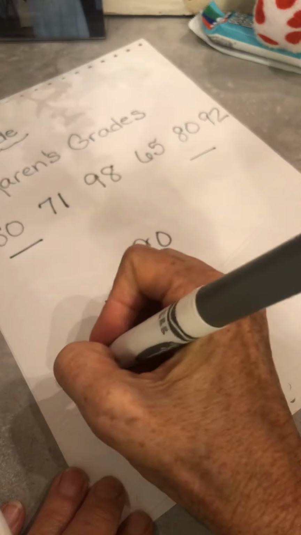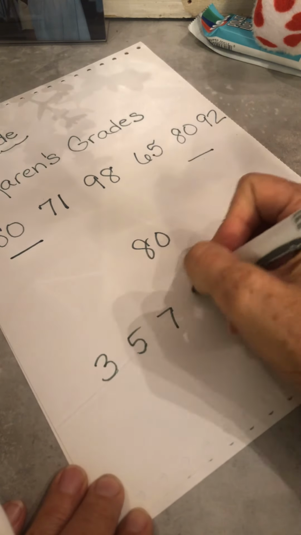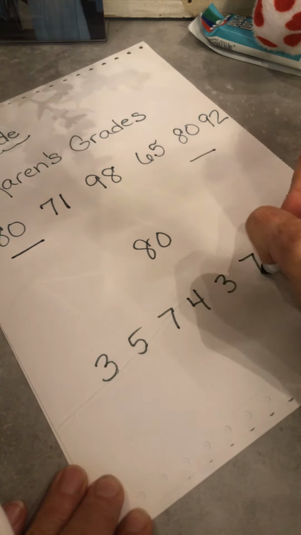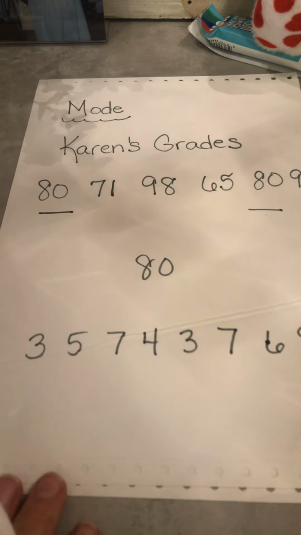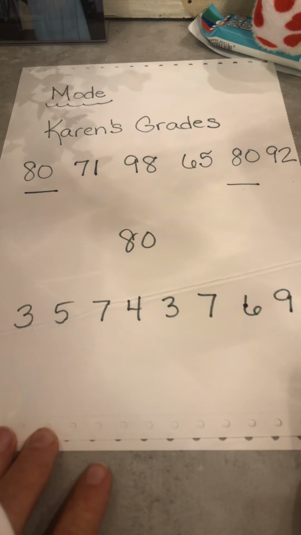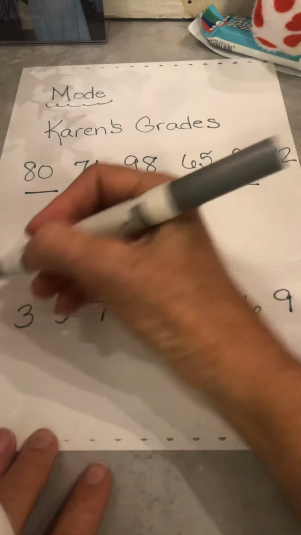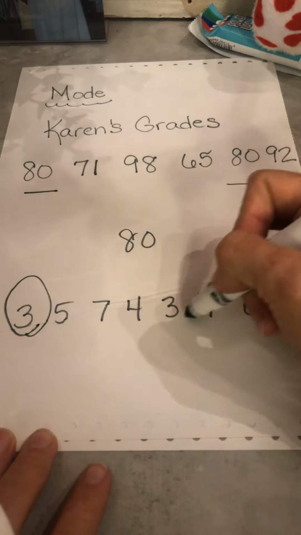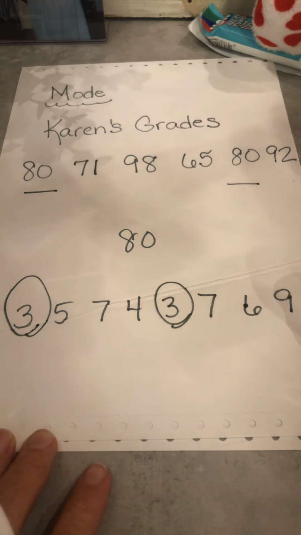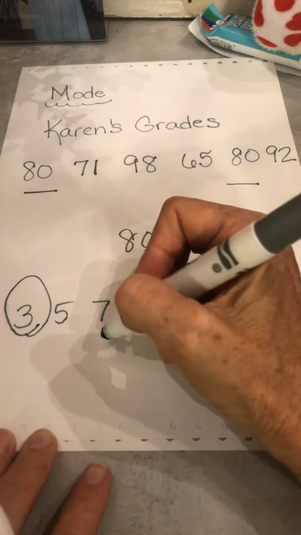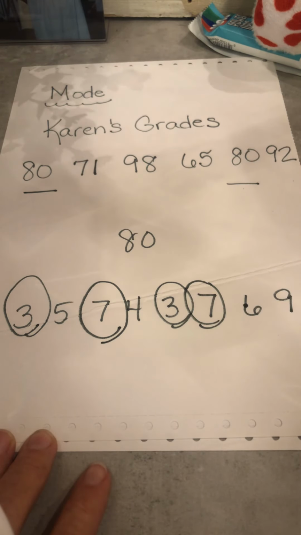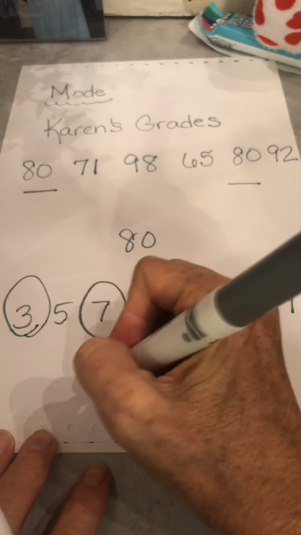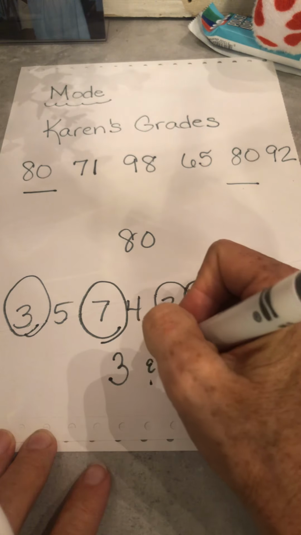Let's say I had something like this. Okay, let's say I have that. What is my mode here? Well, let's see. I see 1, 3, 1, 3. Okay. Oh, I see 1, 7, 1, 7. So my mode would be 3 and 7.